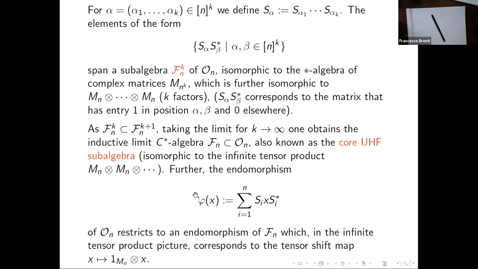So there is one important endomorphism here, denoted by phi, and phi of x sends x to the sum i from 1 up to n of Si x Si star. Okay, so this restricts to an endomorphism of Fn, and this is very simple if you consider the tensor product picture. It just takes the element x and shifts it by 1 to the right. So shifts everything to the right. So you have this subalgebra, as I said, isomorphic to complex matrices of these sizes. And of course, in here, you have diagonal matrices.